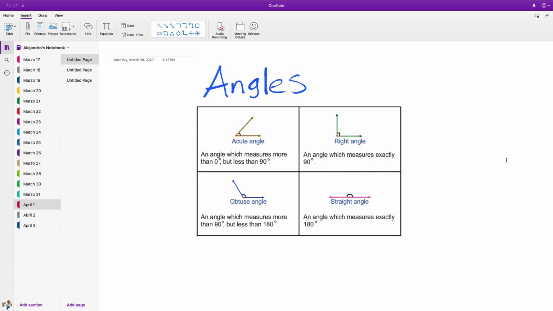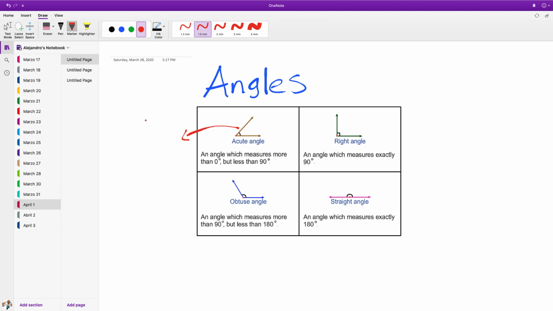Okay, angles. So we know that angles are created by two rays, right? They meet at some point called the vertex, and we can have different types of angles. So let's go ahead and review them really quick. An acute angle is an angle which measures more than 0 degrees but less than 90 degrees. So in other words, an acute angle measures less than 90 degrees, right? We know that.